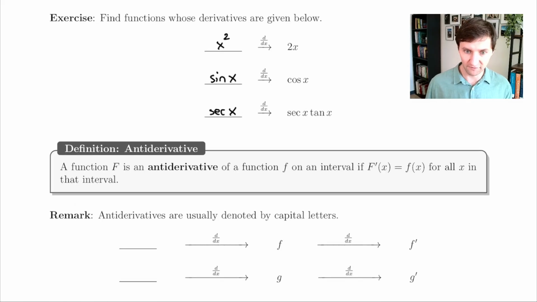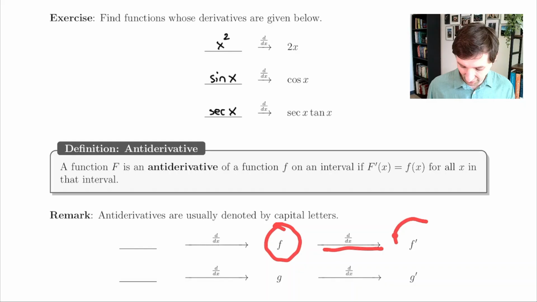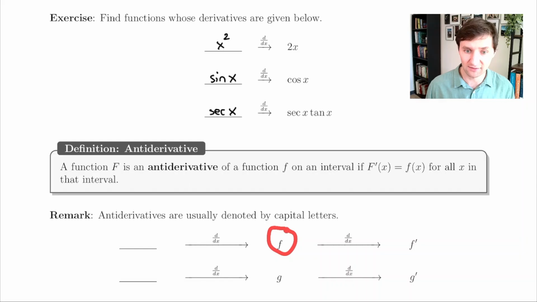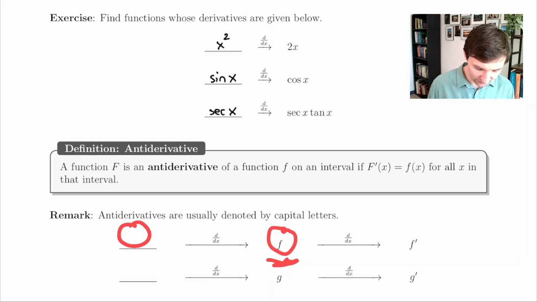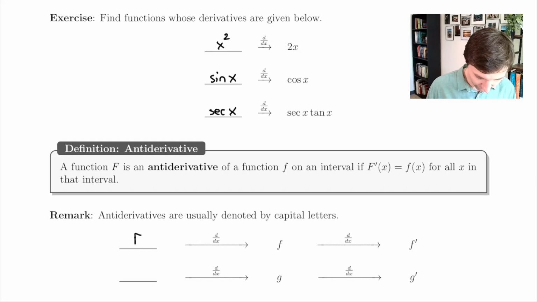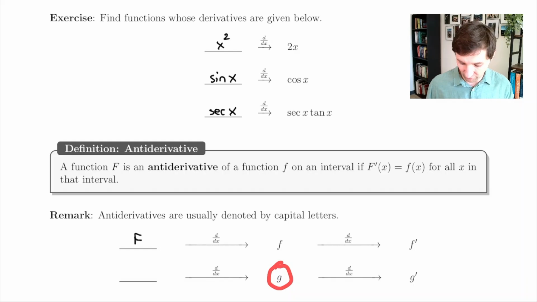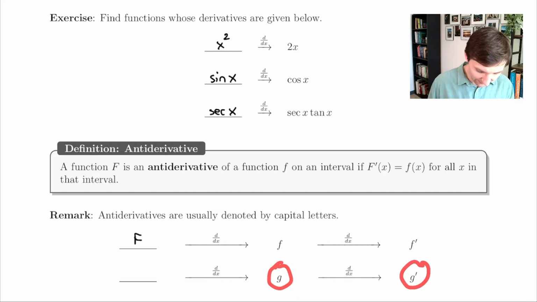For example, if someone gives you a function given by a small f, and you take the derivative, you get f prime. But if someone gives you small f and asks you, what is a function whose derivative is f? We usually denote that function by capital F. Similarly, if the function is given by g, its derivative is g prime. Its antiderivative is capital G.